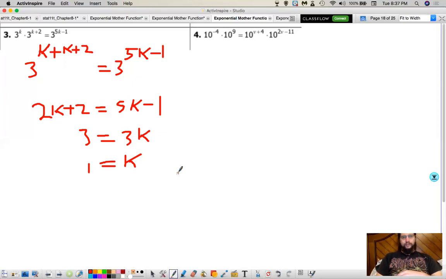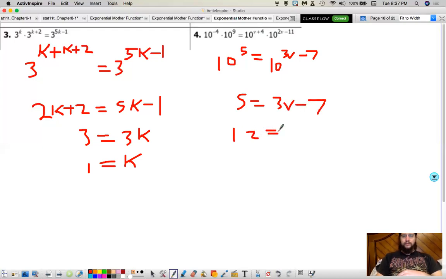All right. Here I've got to do multiplication rule. That's going to be 10 to the 5th equals, let's see, v plus 2v. That's 3v's. 4 plus a negative 11. That's negative 7. Okay, so 5 equals 10 and 10, right? 5 equals 3v minus 7. 12 is 3v. 4 is equal to v.